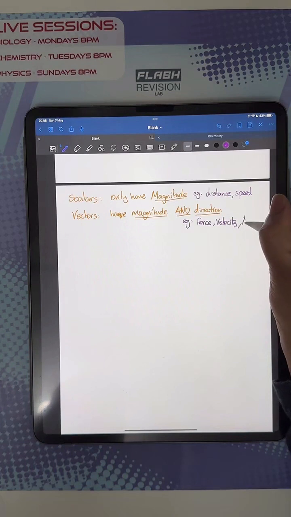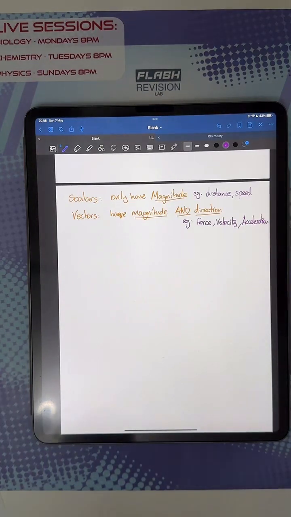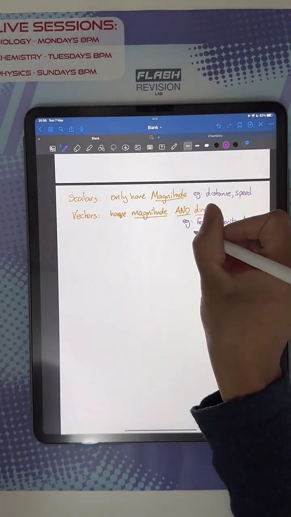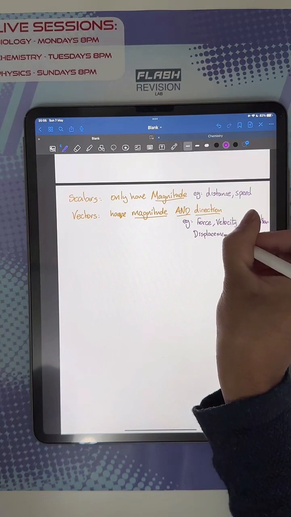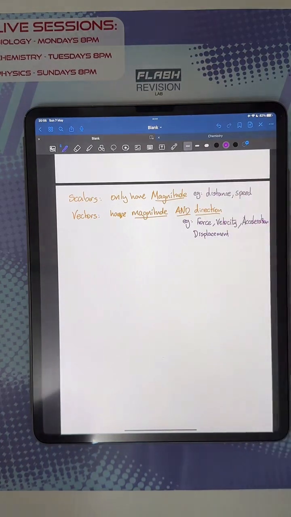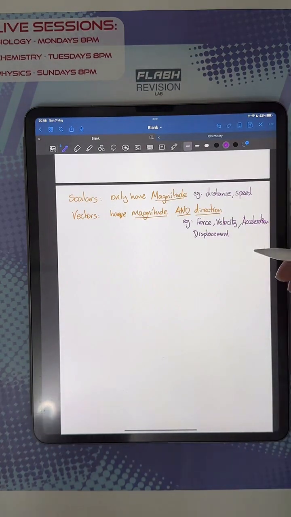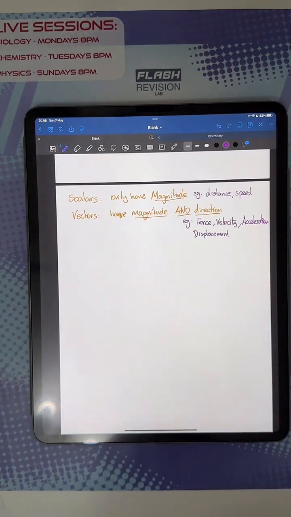Acceleration is another one someone mentioned. Yes, it is. Acceleration is basically the rate at which velocity is changing. So if something's accelerating, it's getting faster. You give the direction for acceleration, so it can be negative as well. It can go backwards, it can go forwards. Displacement is another one, yes. Displacement is basically distance with a direction. So when you give the displacement of something, you have to give what direction it's acting in.